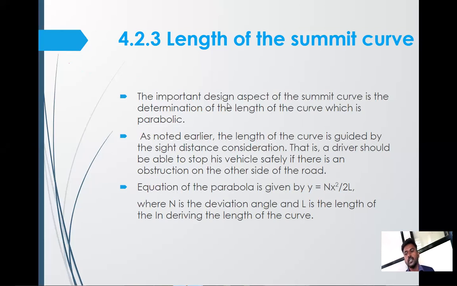As noted earlier, the length of the curve is guided by the sight distance consideration. That is, the driver should be able to stop the vehicle if there is an obstruction on either side of the road. So the summit curve design depends on the stopping sight distance, overtaking sight distance. On these sight distances the summit curve length depends, because it depends on how much length the driver requires to stop the vehicle. Based on that criterion we design the length of the summit curve.